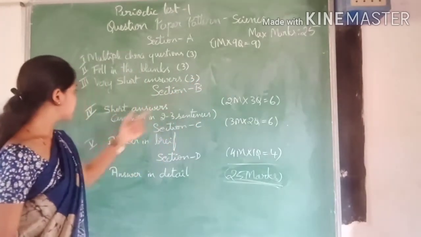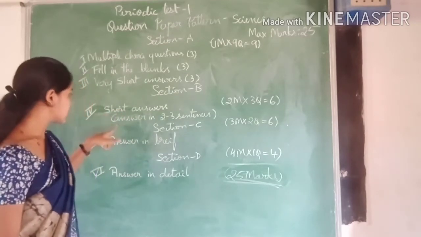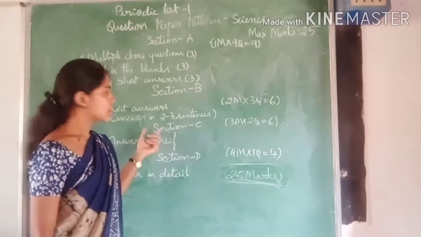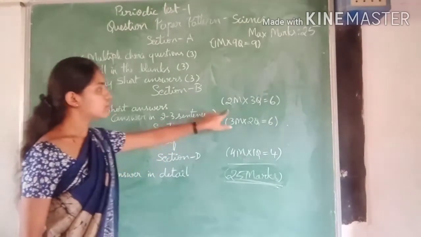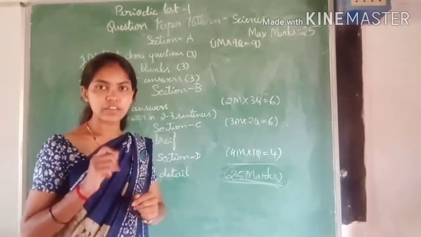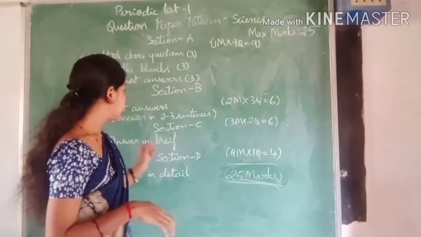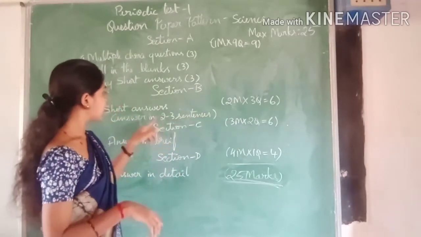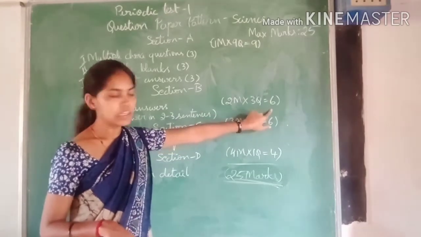Then in section B we are giving the short answers. Short answer questions, you have to answer in 2 or 3 sentences, maximum 3 sentences. So for 2 mark questions, if they ask for 2 points, write only 2 points, not more than that. Then we are giving 3 questions, 2 marks each, 3 questions, total 6 marks.